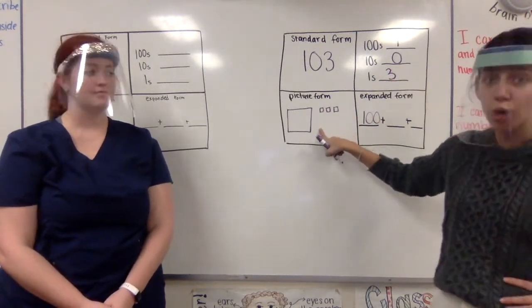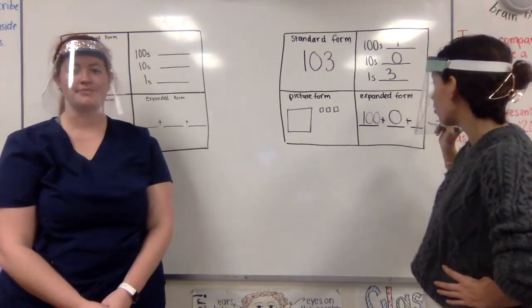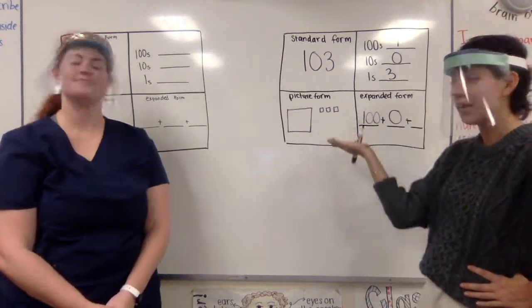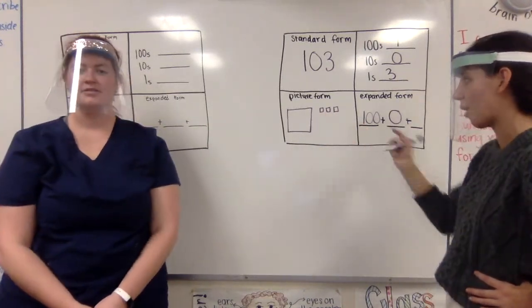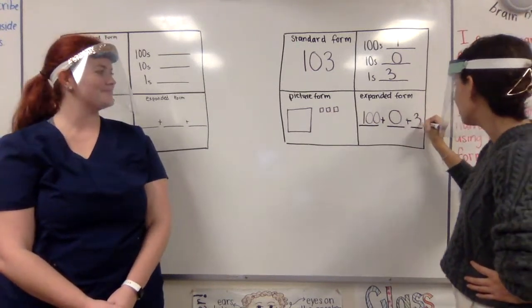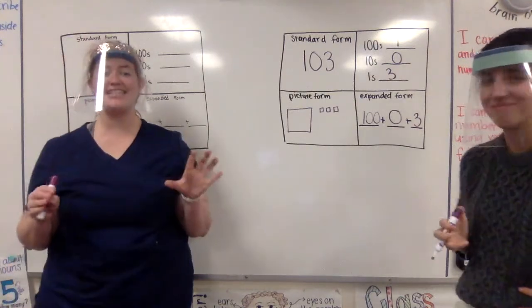Now, I know I didn't draw any tens right here, but I still have to put a 0 in the middle because I know that the value of my tens is 0 because there's none. And then I have 3 ones, and I'm just going to count by ones. 1, 2, 3. Oh, and the value of my ones is 3. Great job, Miss Lestico. Okay, let's see if I can do it.